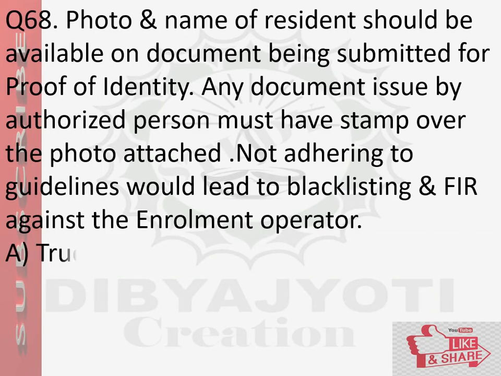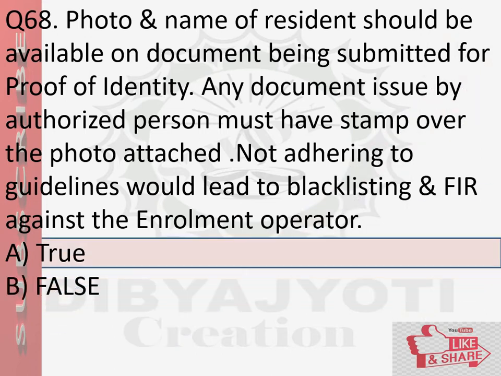Then next, the photo and name of the resident should be available on the document being submitted as proof of identity. Any document issued by an authorized person must have a stamp over the photo attached. Not adhering to the guidelines would lead to blacklisting and FIR against the enrollment operator. Options true or false, and the answer is option A, true.